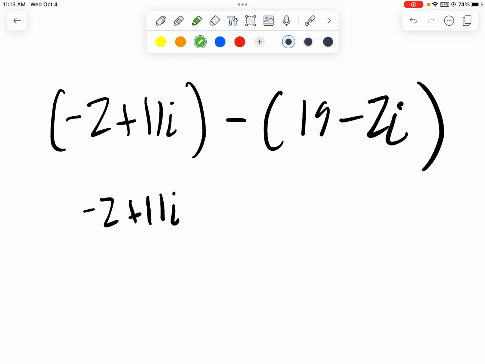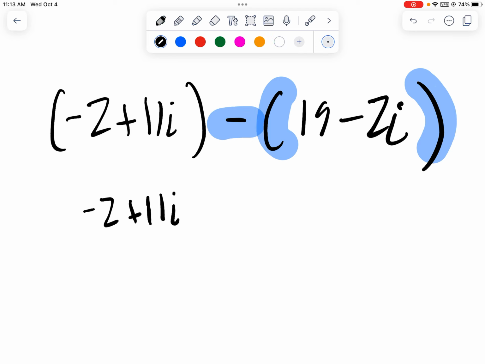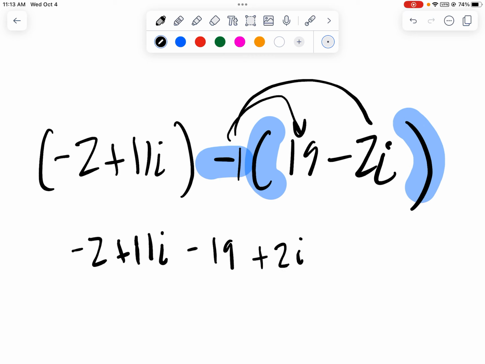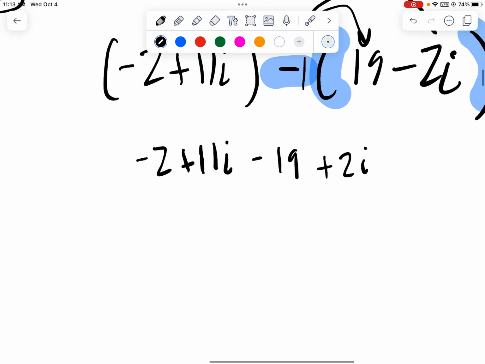Now in the second parenthesis, are the parentheses necessary? Yes, because of that subtraction. The subtraction is like distributing a -1. We'll multiply it to the first, so minus 19. Multiply it to the second, plus 2i, because a negative times a negative is a positive. And there you go. Now all of your parentheses are gone.